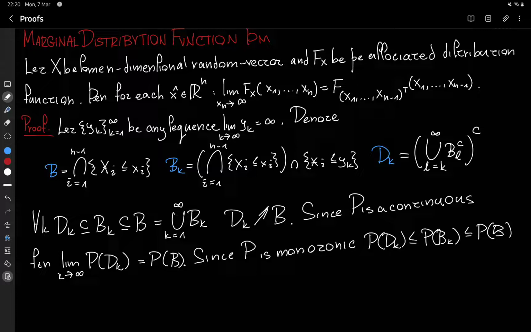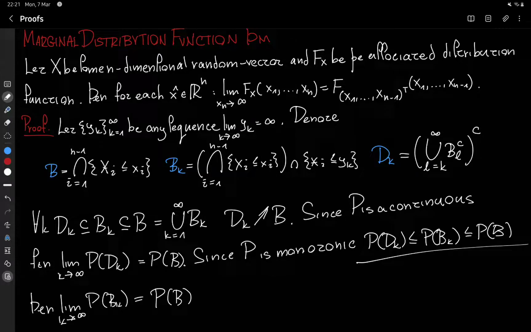Well, this is all nice, but then it must hold that the limit as k approaches infinity of P(B_k) must be equal to P(B). To see this, simply take the limit as k approaches infinity of this inequality, and you will get some a is smaller or equal to b is smaller or equal to a, and thus a is equal to b. And this concludes the proof.